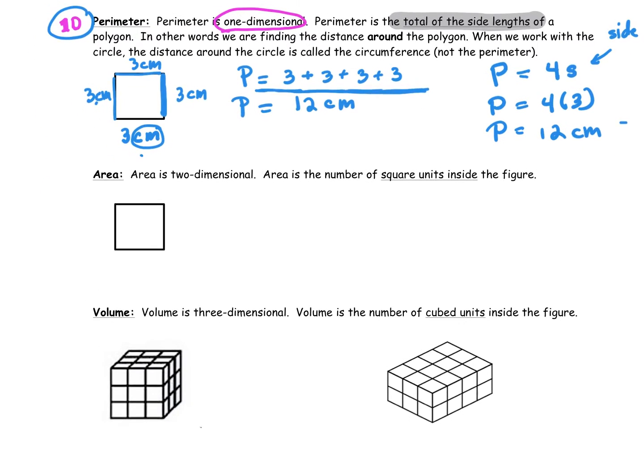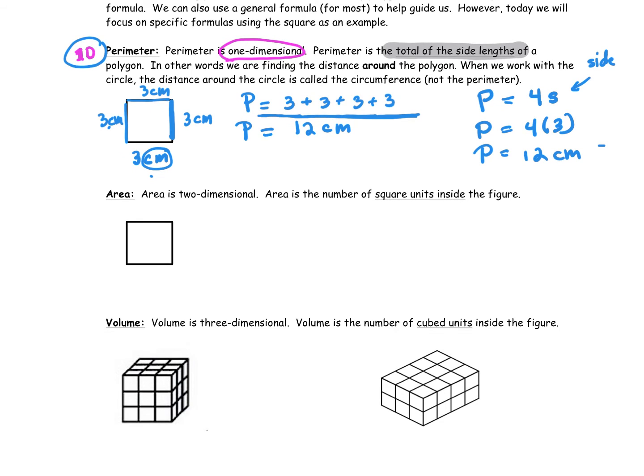So now let's go on to area. Area is two-dimensional. So we're going to put 2D. Area is the number of square units inside a figure. Okay, so let's take the same square. We're going to say that we started with 3 centimeters. So I'm going to kind of mark them off.